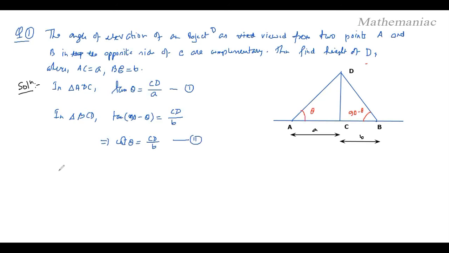Now you see what is the value of tan theta into cot theta? It is 1. So now you put the value. Tan theta means CD by A. Cot theta means CD by B, equal to 1. So CD square is equal to AB, and this will be equal to root over AB meters. So you found the required. So that's the solution of the problem. That's it.